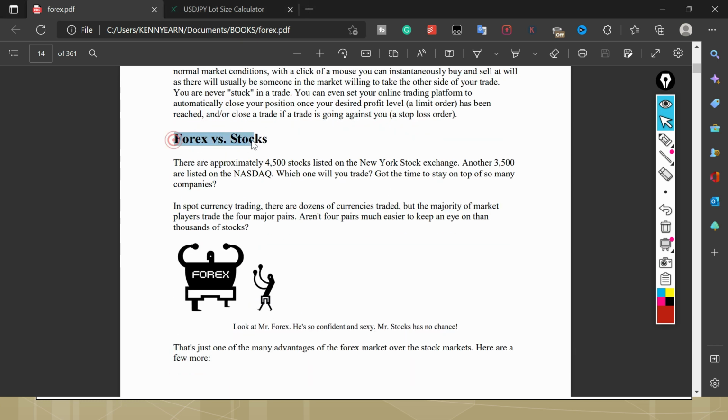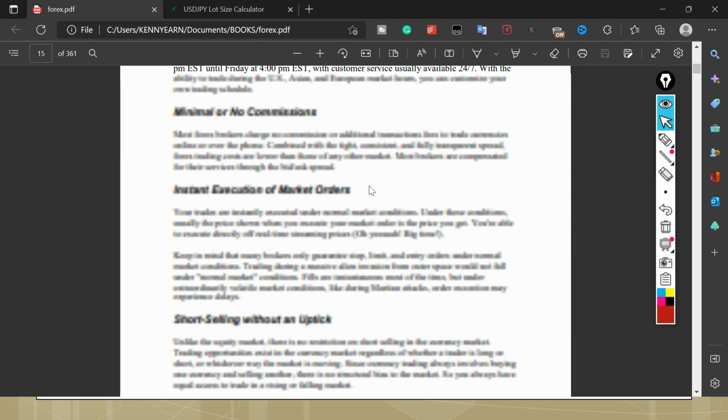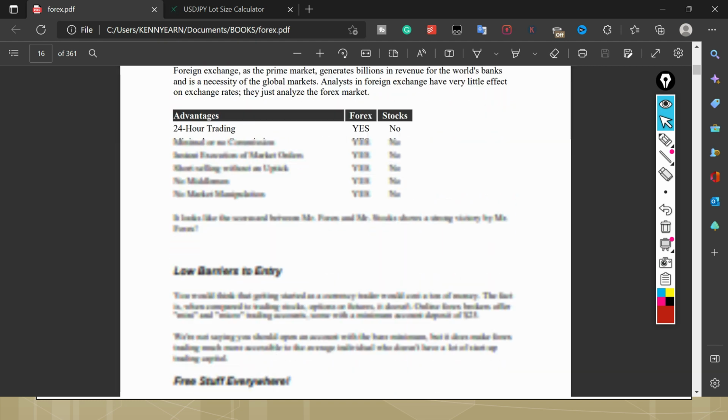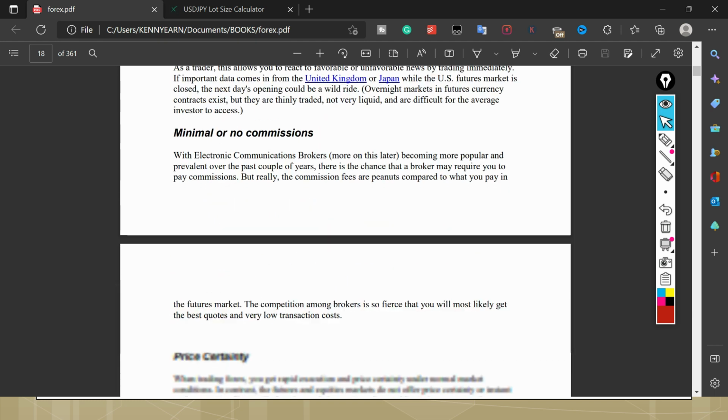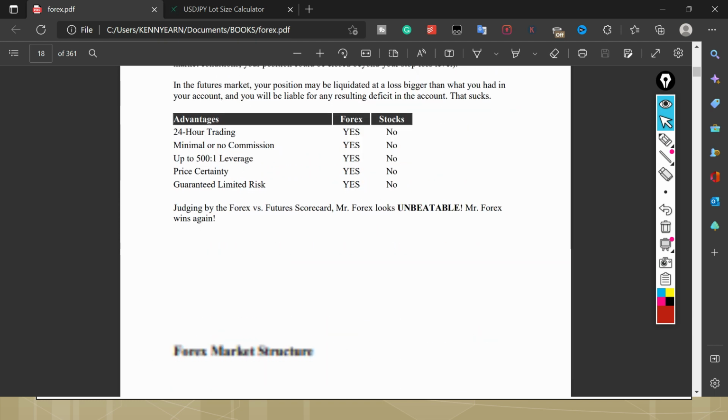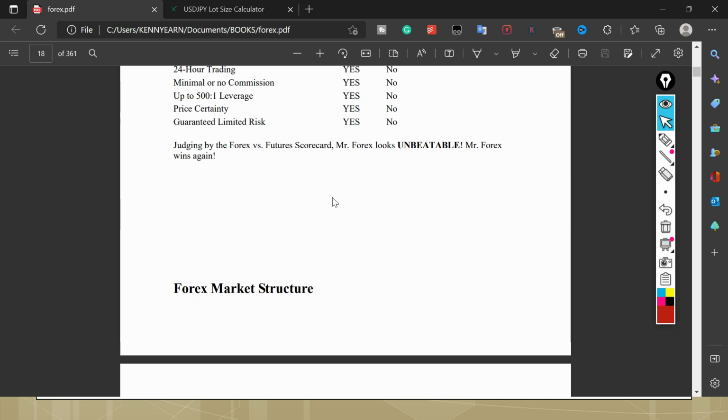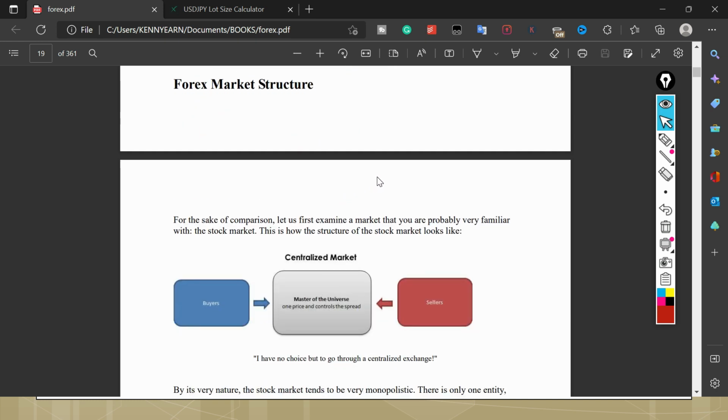The difference between forex and stock is generic, and you could read through them. I'm going to leave the PDF, but like I said, I'm just giving you what you need to know to trade the forex market.